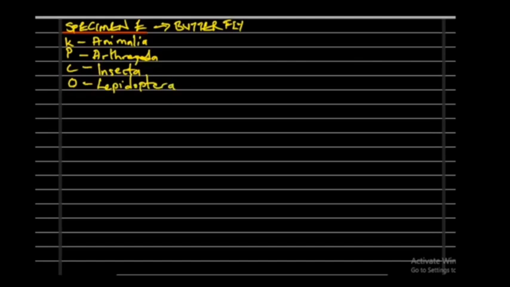Lepidoptera. The family, we have it to be Pieridae. But I just chose one of the so many families. This particular organism has over 120 families. So I just picked one of them, which is the Pieridae. It is one of the very famous ones. So the genus of this particular one that I'm talking about is Pieris.